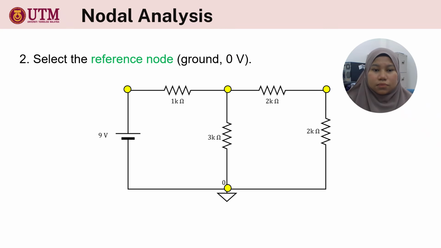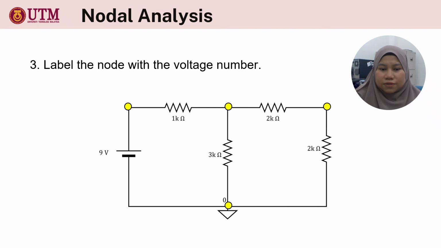Next, we need to select the reference ground, the reference node. Which one is the ground? In our circuit, it always has a ground actually. In any circuit, if they didn't put a symbol like this, you can simply choose the bottom one as the reference ground, the reference node. So the ground, the voltage will be 0. Okay, ground means the voltage is 0.